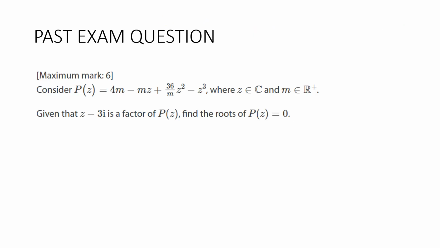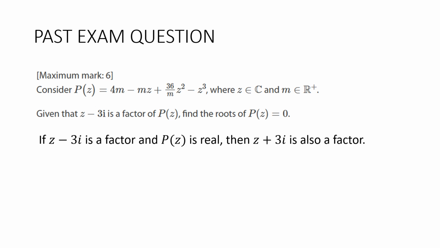Let's finish off with a past exam question. Consider p of z is equal to 4m take away mz plus 36 on mz squared minus z cubed. z is a complex number, m is a positive real number. Given z minus 3i is a factor of p of z, find the roots of p of z is equal to 0. So we know that if z minus 3i is a factor and p of z is real, then z plus 3i is also a factor. So we can write p of z like this. I've got some coefficient out the front, z minus 3i multiplied by z plus 3i multiplied by z minus k, and that one is going to be a real factor.